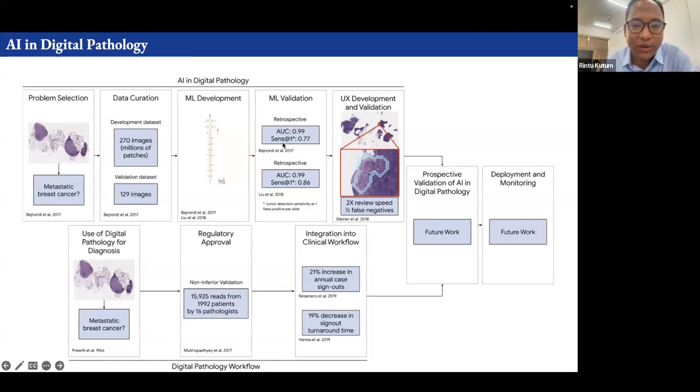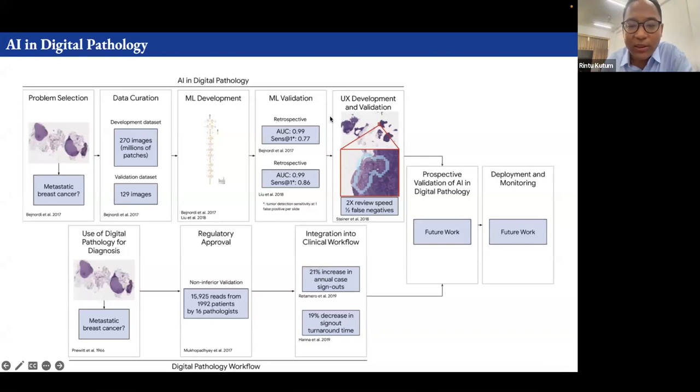For the validation, the area under the curve was around 0.99, and the sensitivity was around 0.77. They also did a retrospective validation by another group in 2018, and one more retrospective validation, which gives us the confidence that you can now diagnose or classify a particular slide more effectively.